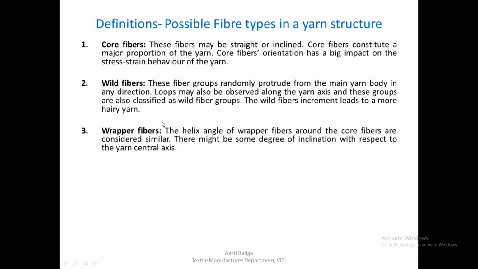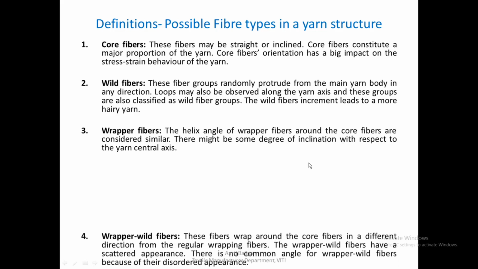So we come to the next type of fibers, that is the wrapper fibers. The helix angle of wrapper fibers around the core fibers are considered similar. There might be some degree of inclination with respect to the yarn central axis.